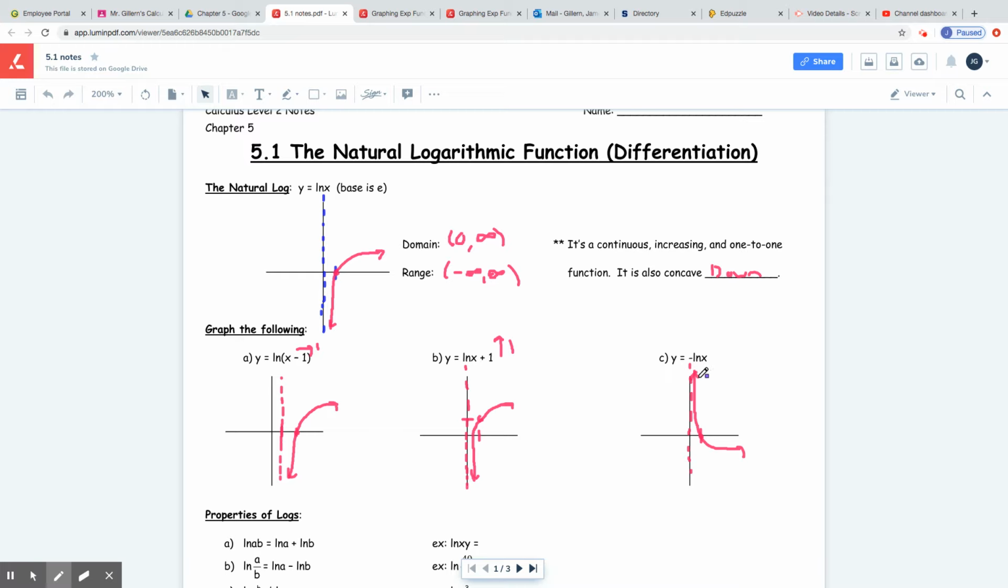Now, one that's not here, the only other type of transformation, would be if it was y equals the natural log of negative x. What happens there is a horizontal flip. Instead of being at (1, 0), it's at (-1, 0), and it looks like that. That is a horizontal flip. Those are the 4 types of transformations that you could have.